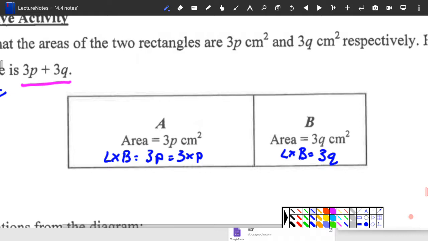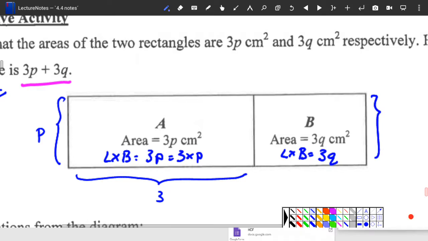P. Let's try. So don't copy first. If this is p, then this will be 3, right? But I look at here. Is this p or is this p question mark? This cannot be p because over here is 3q. There is no p. So can this be p? Cannot.